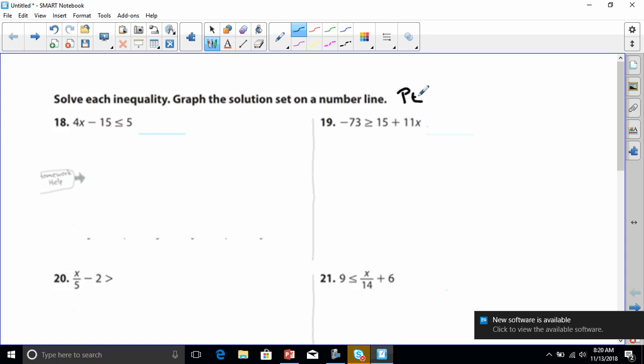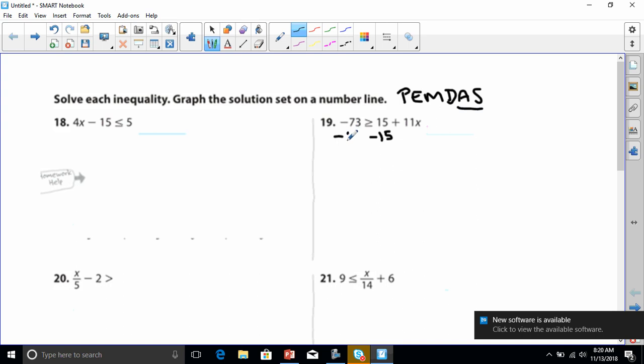If I do PEMDAS and I put it in reverse, I see that addition and subtraction are the things I do first. So I see 15 plus over here. That means I have a positive 15. I need a negative 15 to get rid of it. And for those of you tempted to take the number over here and bring it over here, don't do that. Remember, I'm looking for my x to be on one side, all my numbers on the other. I need to move all my numbers over here. So the opposite of positive 15 is negative 15.